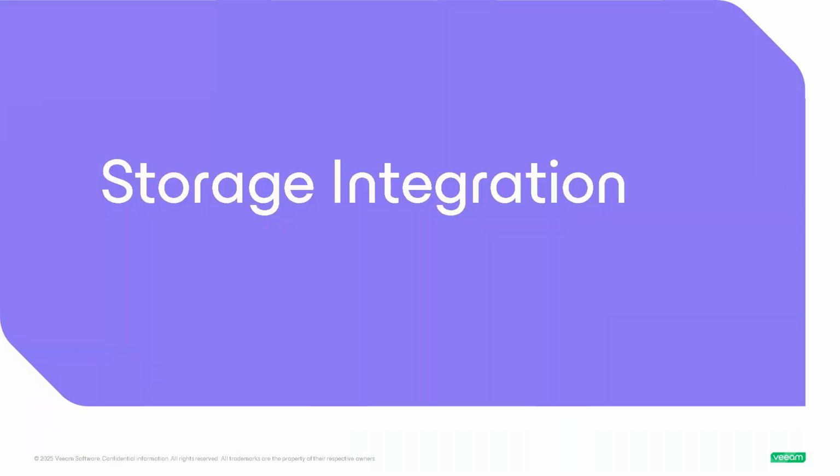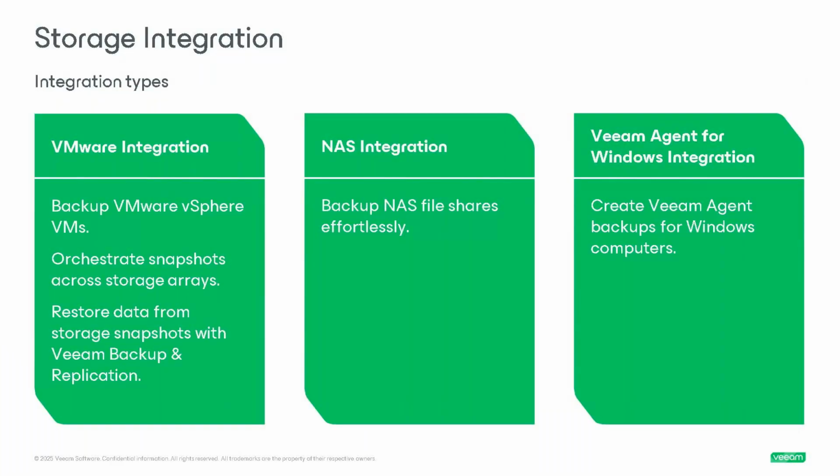So, different types. Changing gears a bit: storage integrations. We talked about transport modes, which are related, but this is a little bit different. This is about reducing the impact and the load on the VMs during the snapshot creation or the consolidation process, among other things. It could also orchestrate snapshots or use NAS filers.